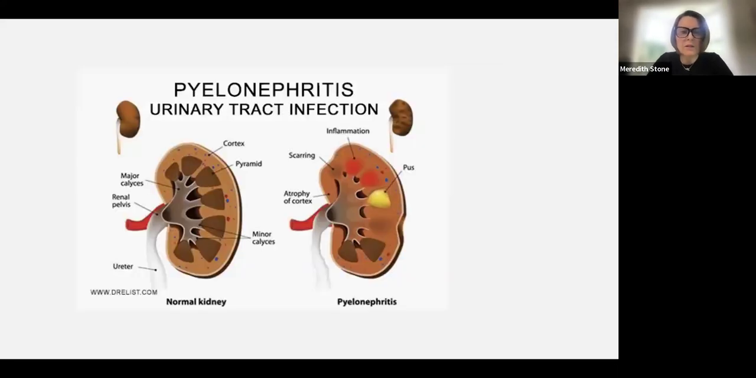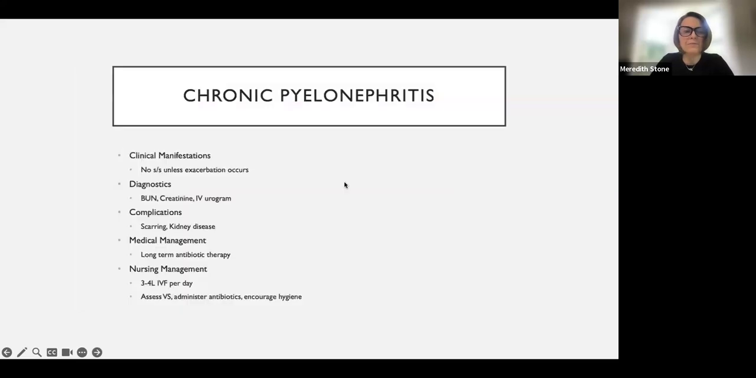And you can see here in this picture, this is going to be your normal kidney, and then one with pyelonephritis. You can see here all of the inflammation that is occurring within the kidneys.